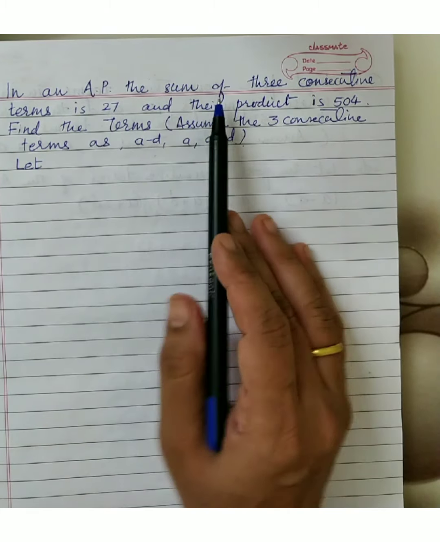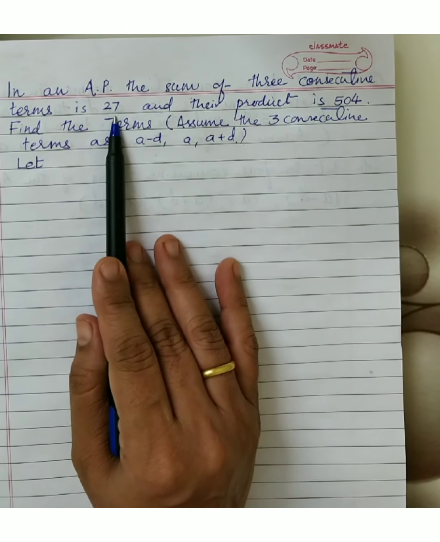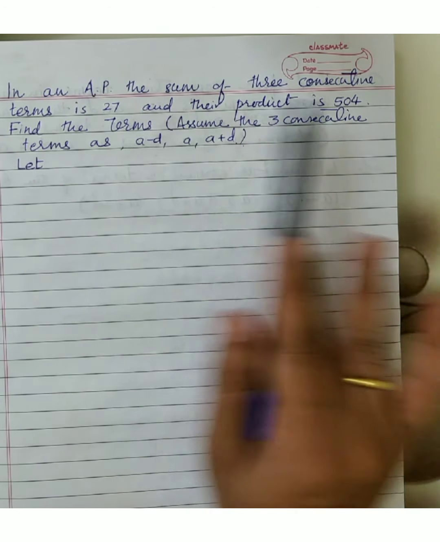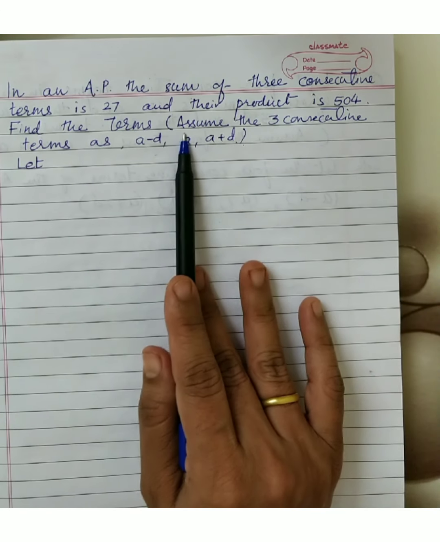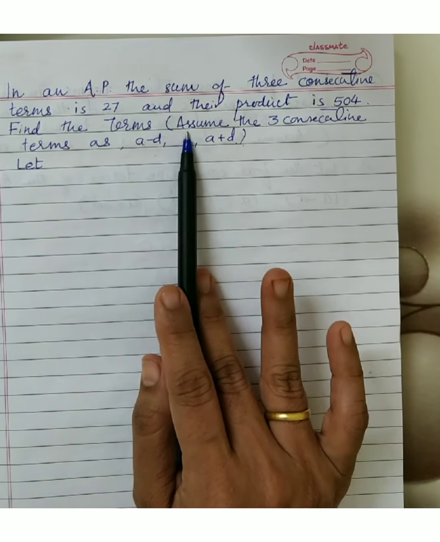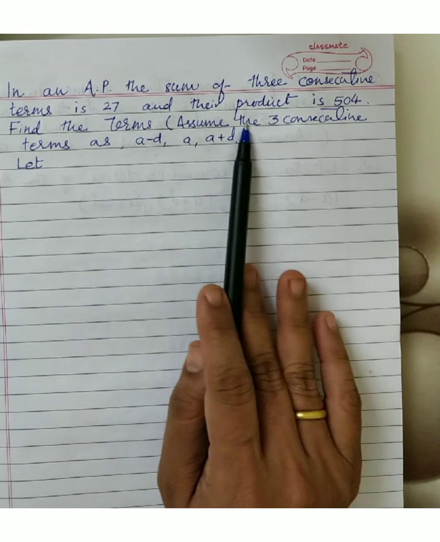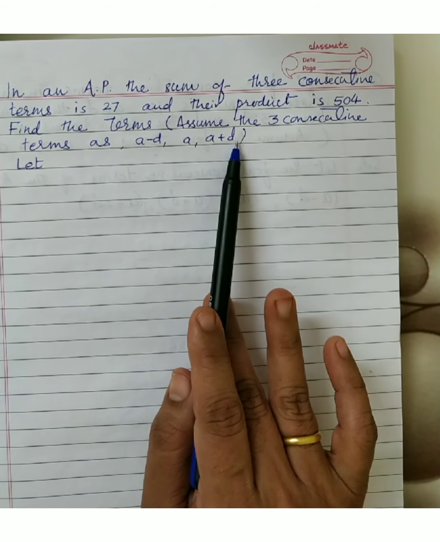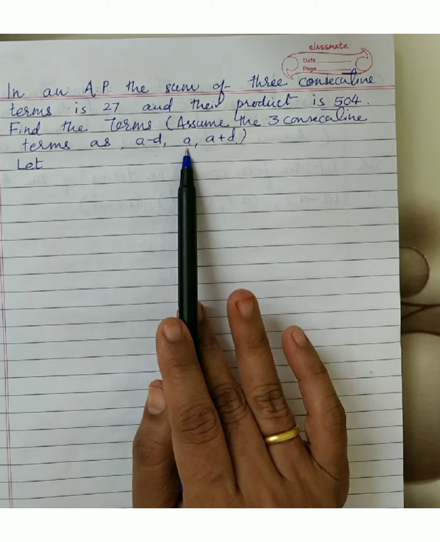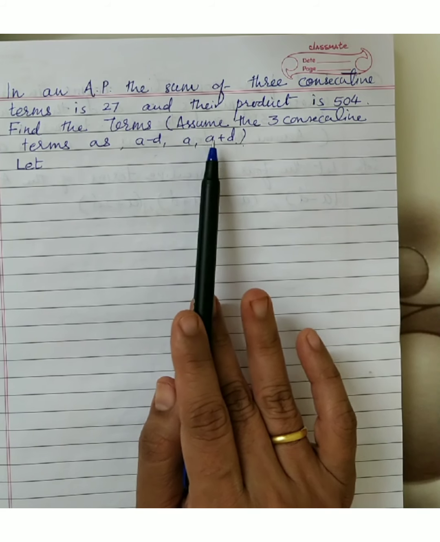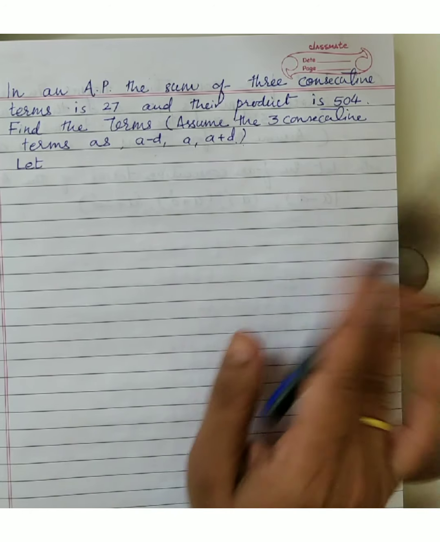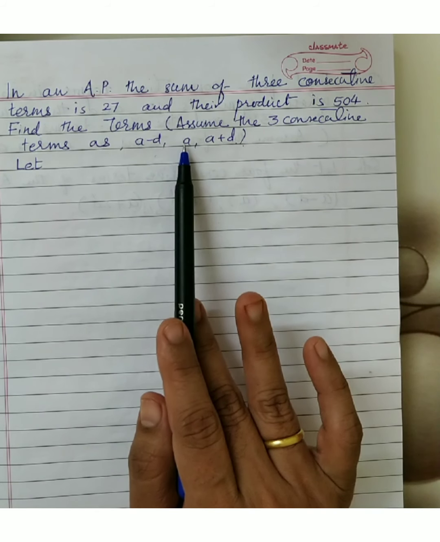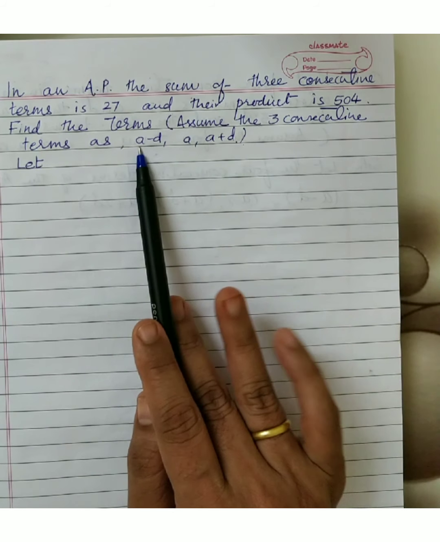In an AP, the sum of 3 consecutive terms is 27 and the product of the same 3 consecutive terms is 504. Find the terms is the question, and the hint is already given in the textbook, so we are going to follow it. Assume the 3 consecutive terms as A minus D, A, A plus D. Normally what happens is that we assume the first term as A, common difference as D. So first term A, second term is A plus D, third term would be what? A plus 2D, etc. But here, in order to make our working simpler, the first term can be taken as A minus D.